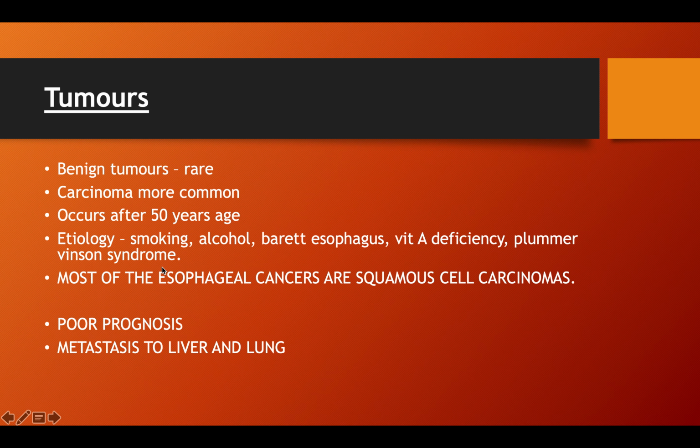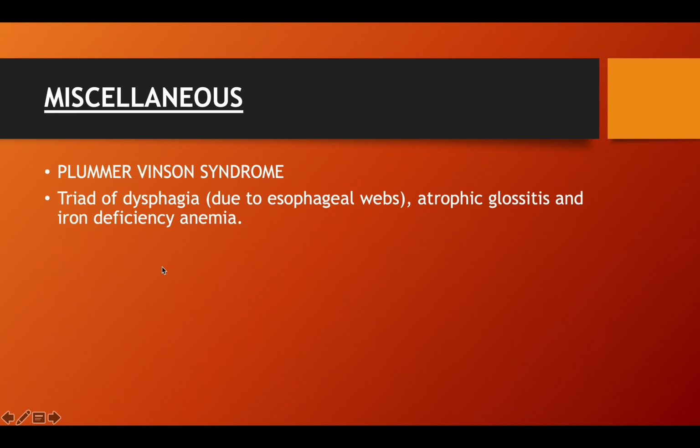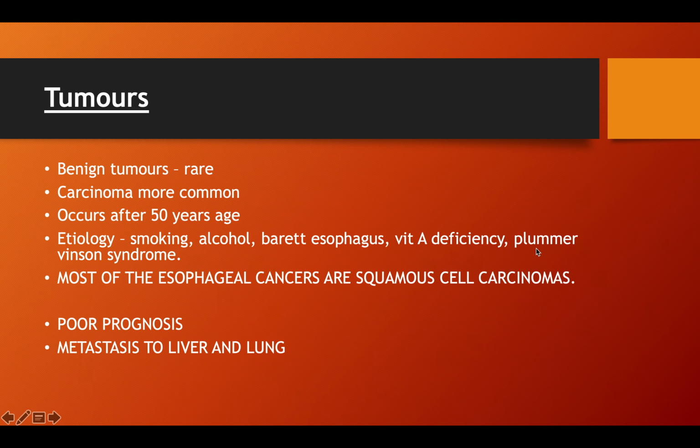And there's another thing called Plummer-Vinson syndrome. I think we have it in the next slide. Yeah, Plummer-Vinson syndrome we'll see in the next slide. Most of the esophageal cancers are squamous cell carcinomas. These can be asked in the questions in the test. Most of the esophageal cancers are squamous cell carcinomas. They have a very poor prognosis, and they can even ask you a question, where does it metastasize to? So it goes to the liver and to the lung.